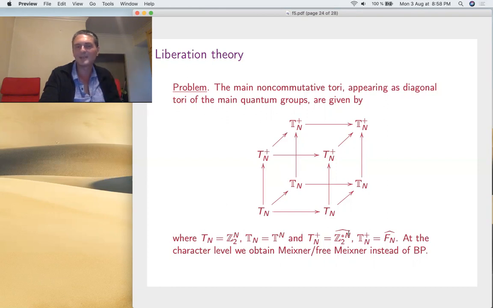So I get this. The same in the complex case. This is the dual of Z to the n. So if I take a free power of Z now, that's your free group. So these are the tori.